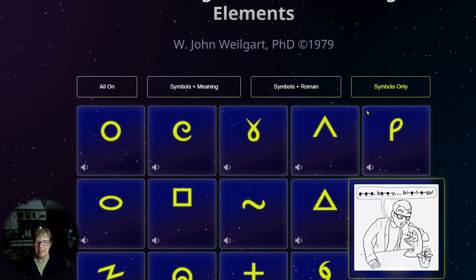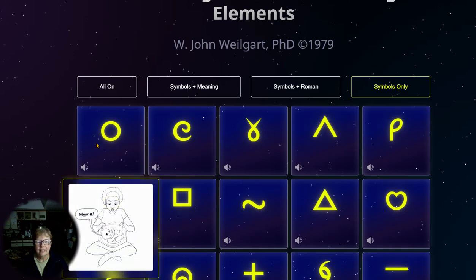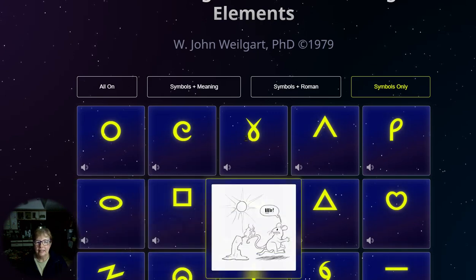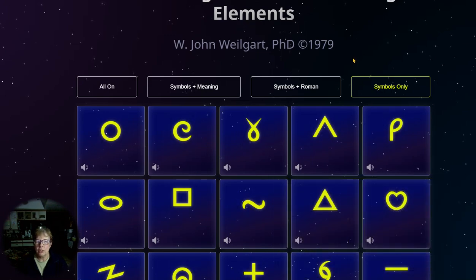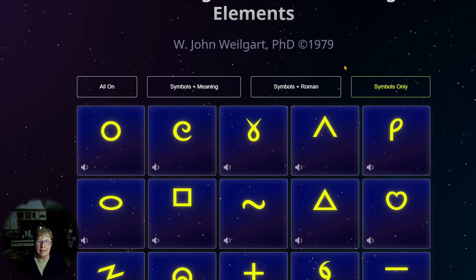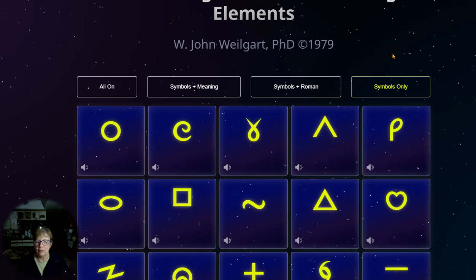And now we have the symbols only: A, E, I, U, O. And I'm pretty sure that you people have got this all down at the speed that I have spoken them.